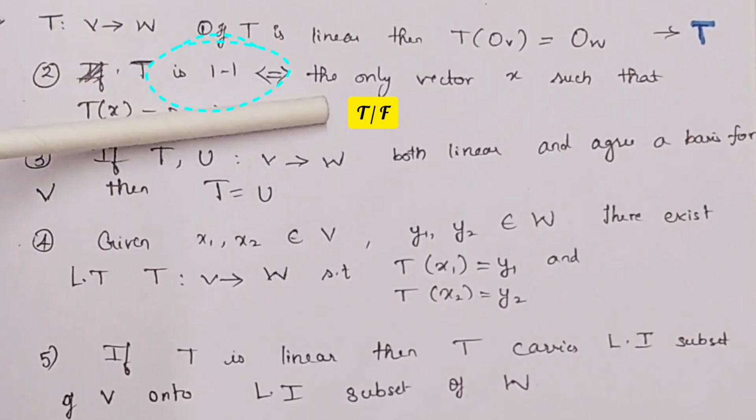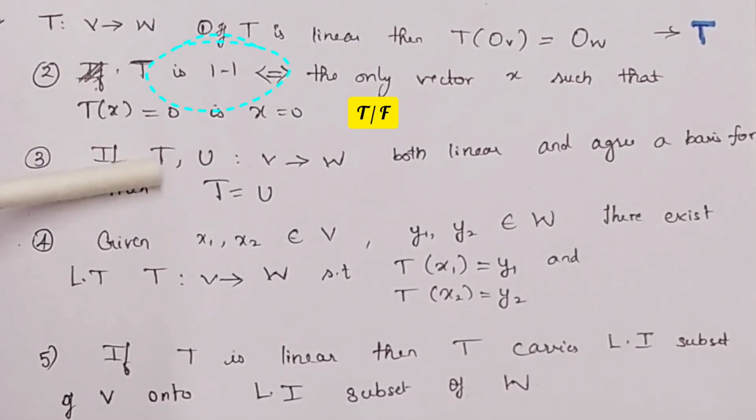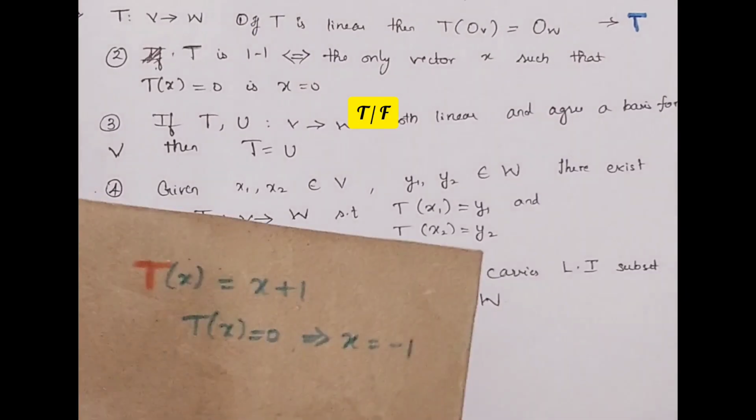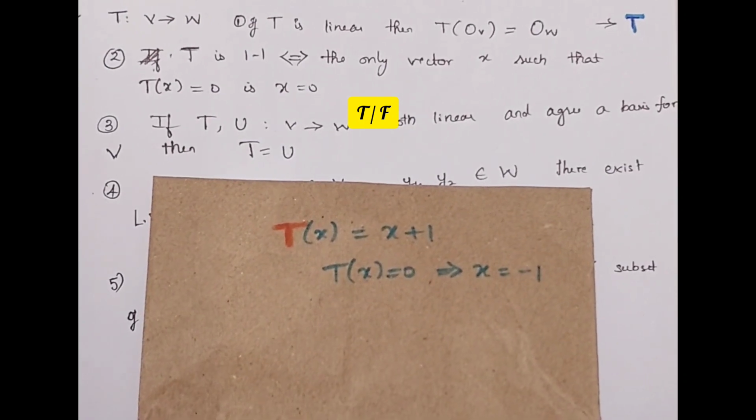So T is one-one if and only if the only vector with T of h equal to 0 is h equal to 0. So this is a false statement. You can take a case, T of h is equal to h plus 1.